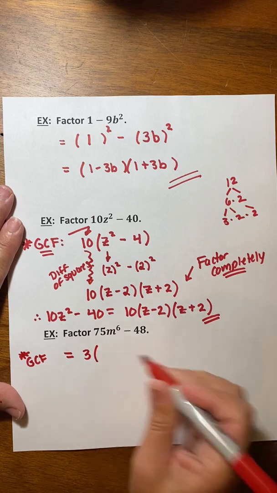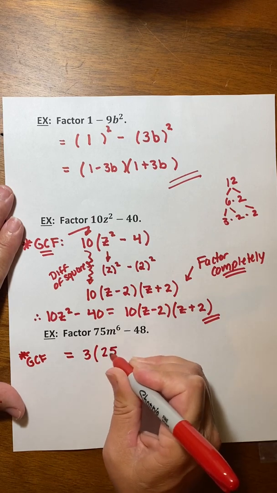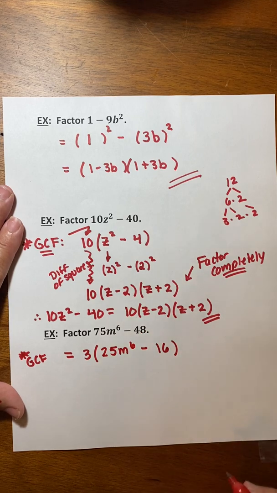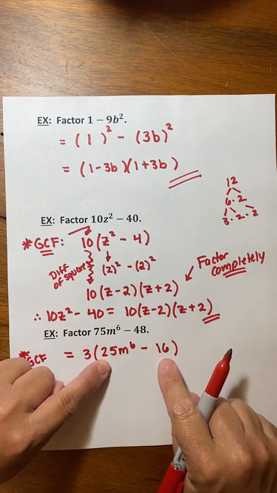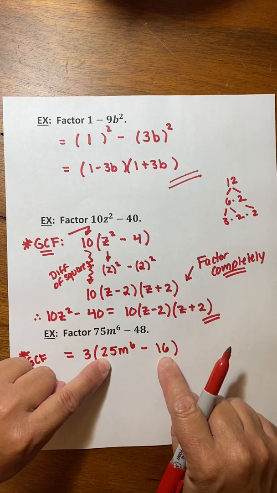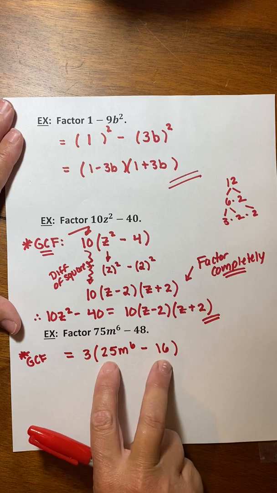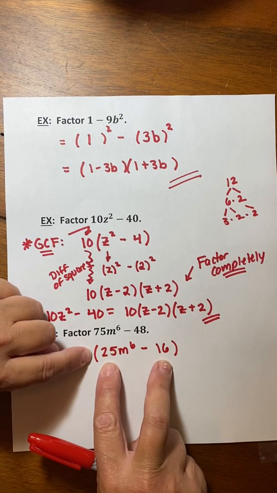We pull the 3 out, and we're left with 25m to the 6th minus, well, we pull the 3 out here, we're at 16. What do you notice? 25 and 16 are perfect square numbers. Right, so now, before we conclude we're done, we're just going to ignore this 3. It's going to go along for the ride.